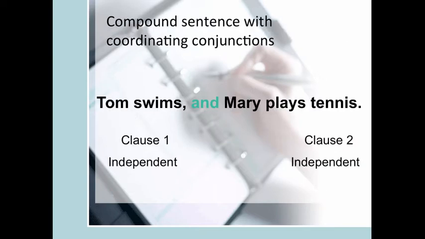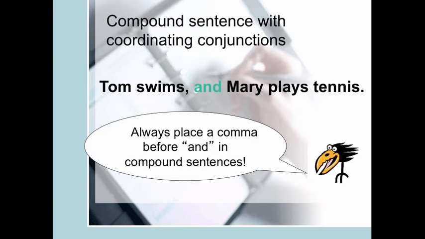So, compound sentence with a coordinating conjunction. Tom swims and Mary plays tennis. Tom swims is the first independent clause, and Mary plays tennis is the second independent clause. And again, always place that comma before your coordinating conjunction when you're joining 2 independent clauses.